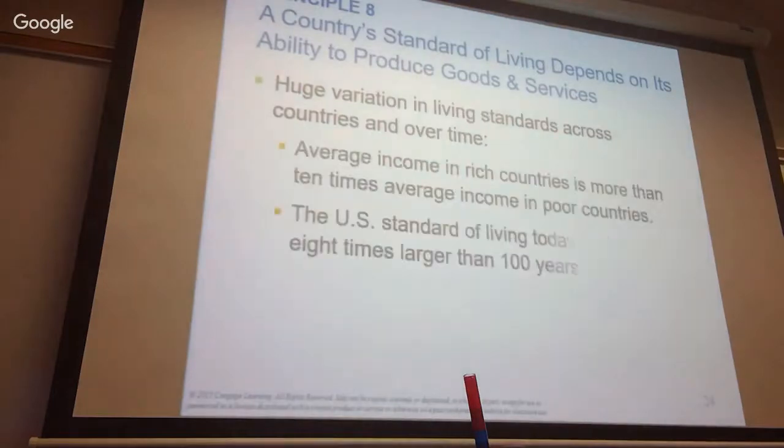All right, number 8, a country's standard of living depends on its ability to produce food and service. So this is what it means. That means when we look at how poor or how rich a country is, we don't care about how much money they have. We care about how much food and service they can produce. So guys, any idea which country in the world produces the most food and service?